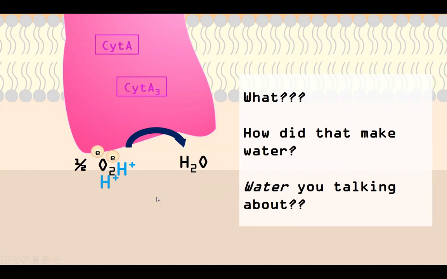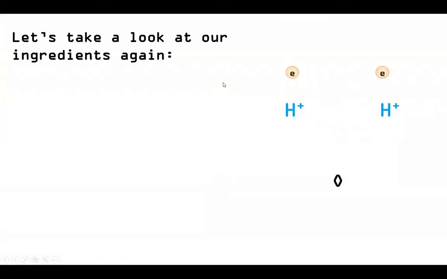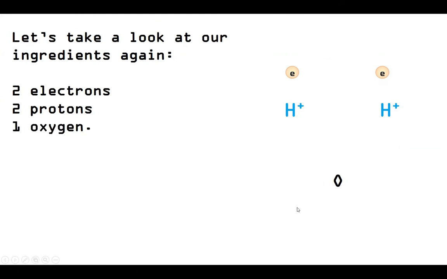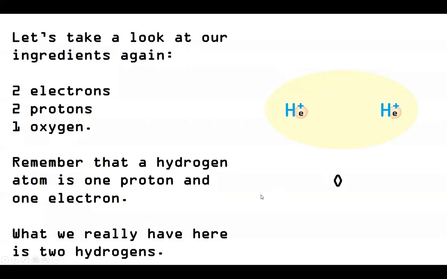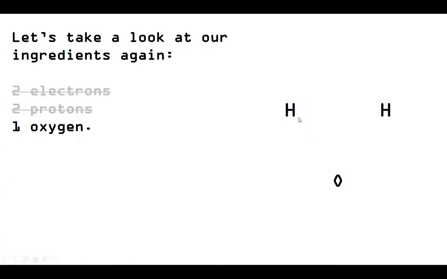Let's take a look at this a little bit more closely. So here are our ingredients. We had our 2 electrons, our 2 protons, and a 1/2 O2, aka an oxygen. One thing that's helpful here is to remember, again, that a hydrogen is 1 proton and 1 electron. So let's go ahead and put those together. So what we really have here is going to be 2 hydrogens. So let's collapse that. We've used our 2 electrons and 2 protons, and now we have 2 hydrogens. Okay, we still got that oxygen. Let's add that in.